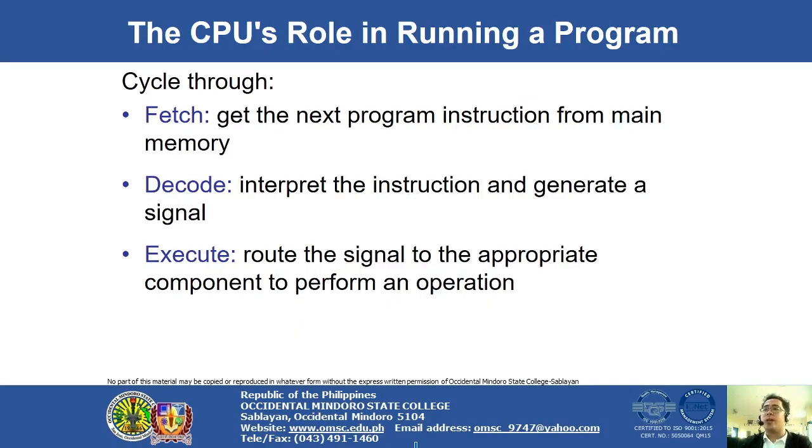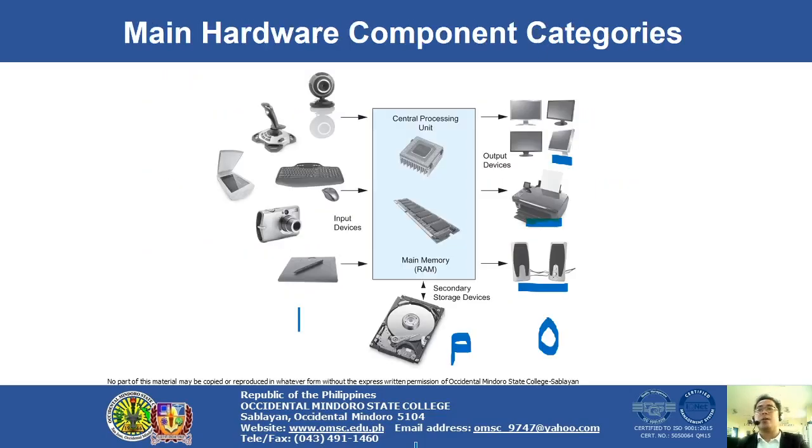Okay, so what is the CPU's role in running a program? As you observe, the CPU is our process, the IPO, the input, process, and output. So this is our central processing unit.